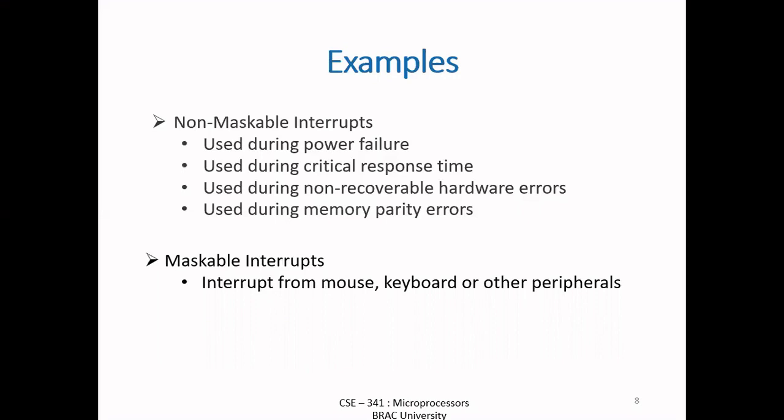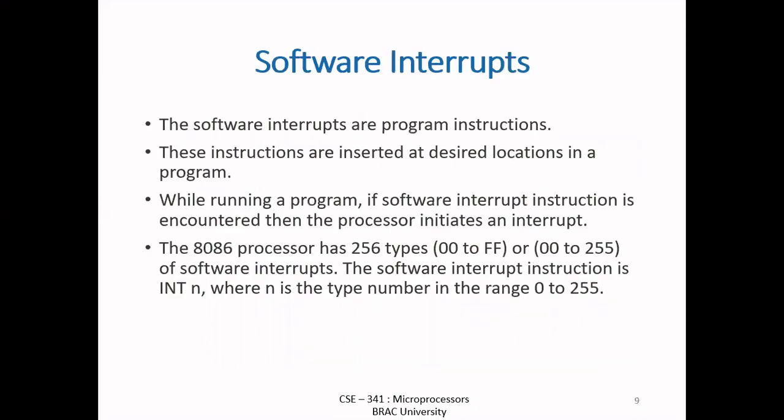The software interrupts are program instructions. Now, software interrupts. These instructions are inserted at desired locations in a program. While running a program, if a software interrupt instruction is encountered, then the processor initiates an interrupt. The 8086 processor has 256 types of software interrupts. The software interrupt instruction is INT N. Here, N is the type number in the range 0 to 255.